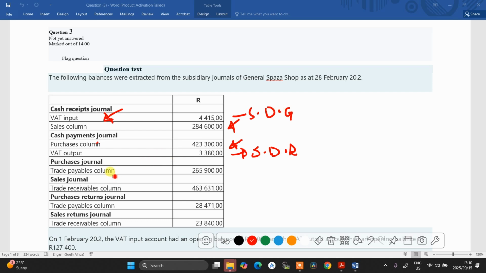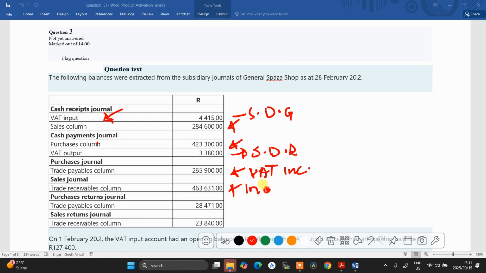Okay, then we go to our purchases journal. In terms of our purchases journal, they give us the trade payables column. Whenever you're given the trade payables column, this is VAT inclusive. Okay, VAT inclusive. So if we calculate VAT, we'll calculate the VAT based on the VAT inclusive amount. In terms of our sales journal, we were also given the trade receivables column, meaning that this is a VAT inclusive amount.